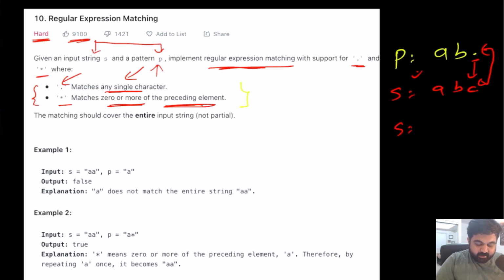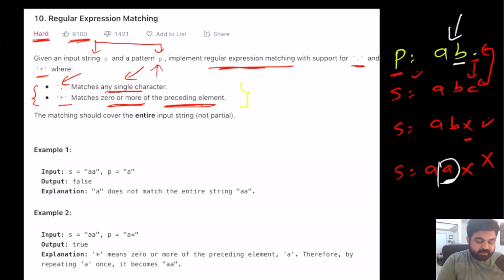Suppose we are given an S that looks like A, B, X, is it true? Yes, this is also matching with this pattern P because this time for this dot we are actually considering it to be X. But if we are given S that looks like A, X, is this matching? No. Why? Because the second character over here is X, meanwhile the second character inside our pattern is B. These two are not matching, so this is not a matching sequence. So basically this is what a dot represents.